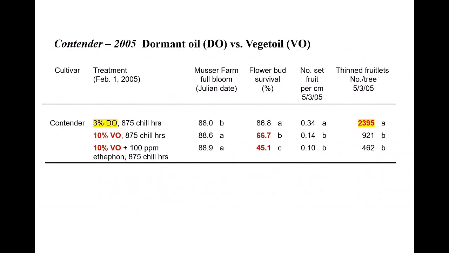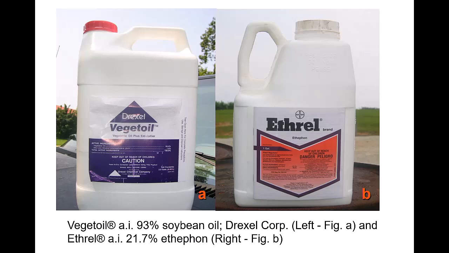Contender, one thing different, I added ethephon. First of all, 10% vegetable oil did thin it a bit too hard, and then 10% vegetable oil with some ethephon over-thinned. But the point is, it does work. Once again, you have to be very good with your sprayers. You got to make sure you calibrate everything correctly. So we did try a little bit with ethephon. Well, this is Ethrel, but essentially the ingredient you're looking for is ethephon, and there's a lot of cheap ethephon products out there. Ethrel is one of the most expensive, but there's much cheaper stuff.